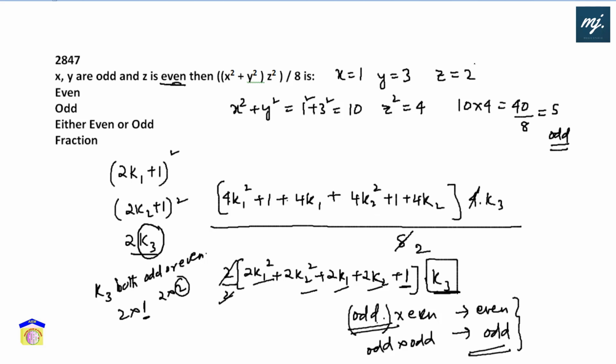Like for instance, if I take z equals 4, let's see what will happen. x squared plus y squared is 10, z squared would be 16. That would be 160. 160 by 8 will give 20, that is even again. So it can be either even or odd. Option C fits in.